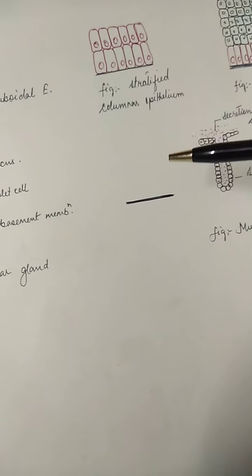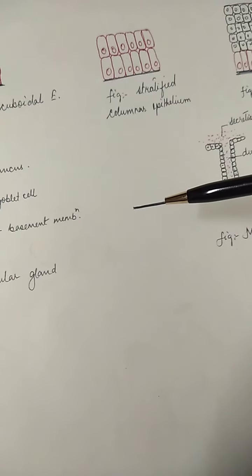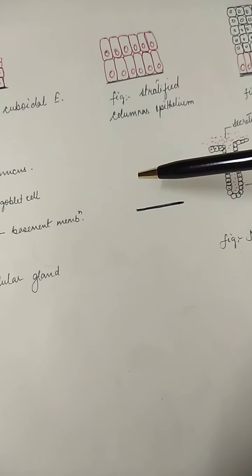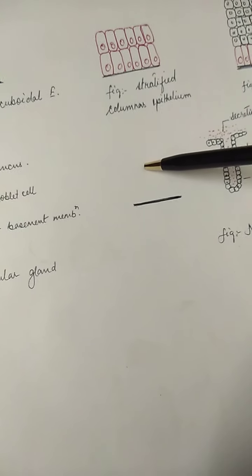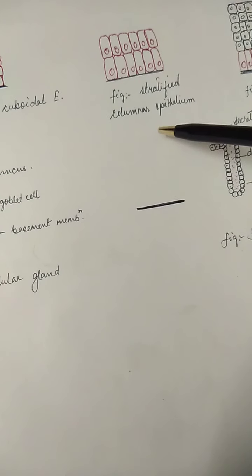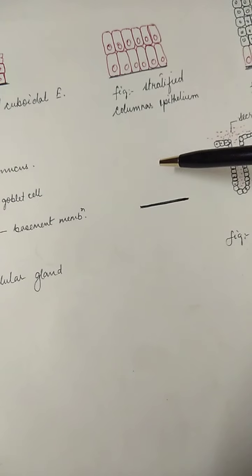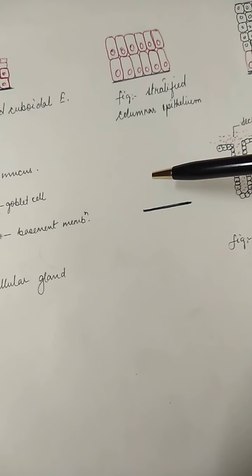Hence, this is the end of the chapter, epithelium. We will study about another tissue, that is neural tissue, in your next class.